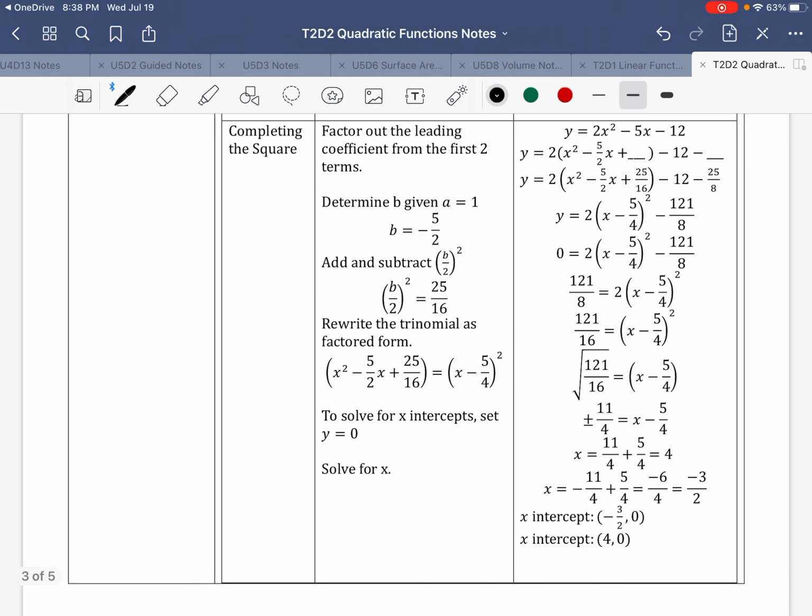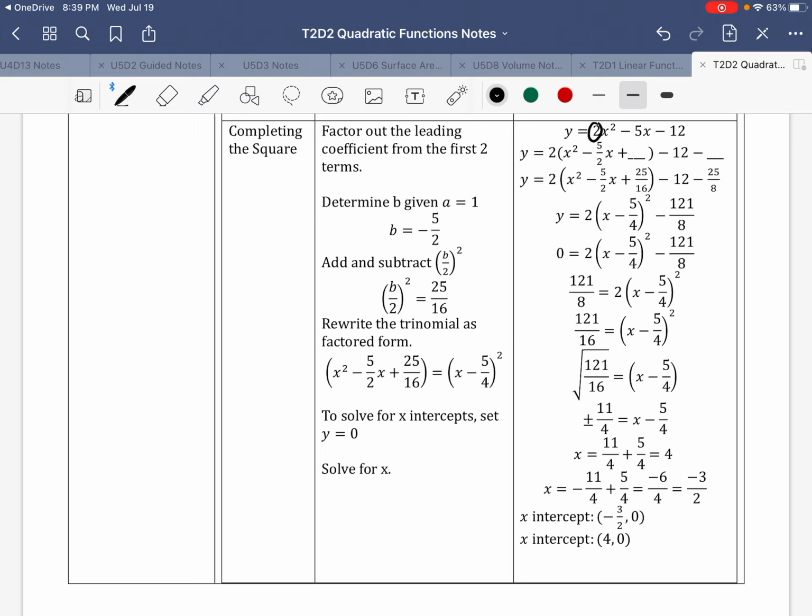Okay. The last method is to complete the square. Completing the square, in my opinion, is more useful for finding the quadratic equation and getting it into vertex form, but it is one way you can solve for your x-intercepts. So I'll show it here. If you have a leading coefficient that is greater than 1, so in this case our leading coefficient is a 2, then we need to factor the 2 out of the first two terms.